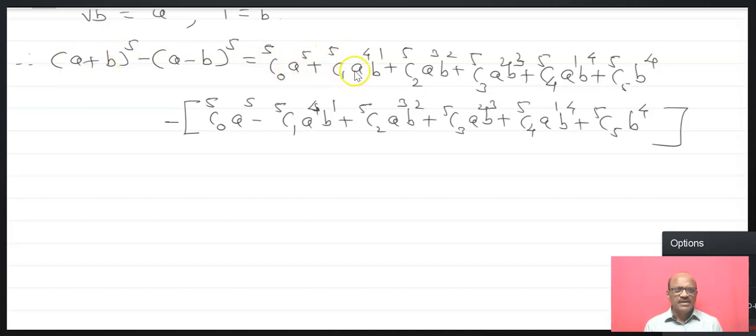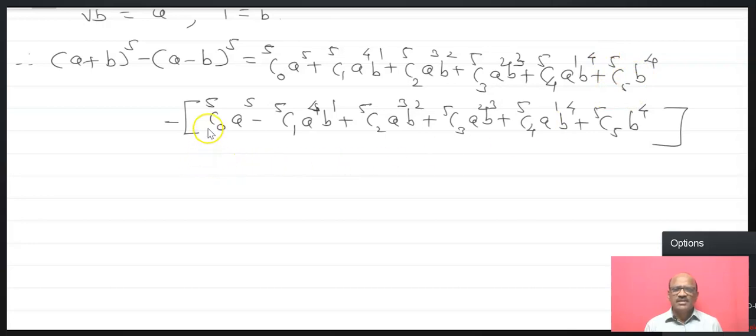5c1 a raised to 4 b raised to 1. Next is 5c2 a cube b square, 5c3 a square b raised to 3. The powers of a are decreasing and the powers of b are increasing. 5c4 a raised to 1 b raised to 4 plus 5c5 b raised to 5.